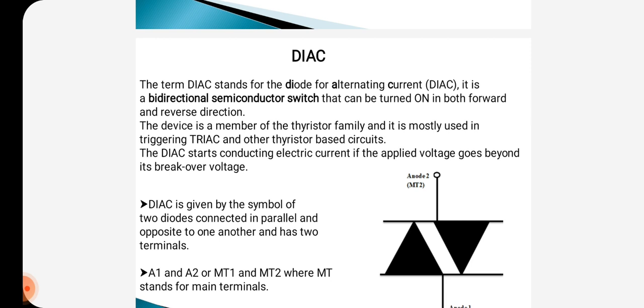It is seen that DIAC has symmetrical breakdown characteristics. Its leads are interchangeable. Its turn-on voltage is about 30 volt. When conducting, it acts like a low resistance with about 3 volt drop across it. When not conducting, it acts like an open switch. DIAC is sometimes called a gateless TRIAC.